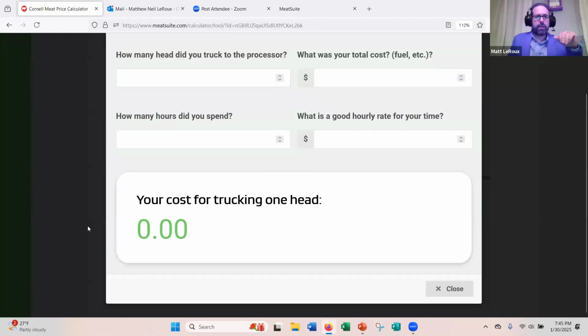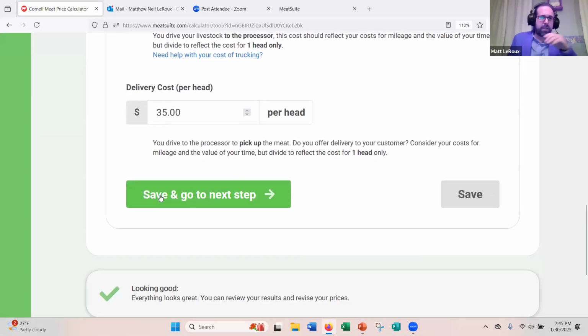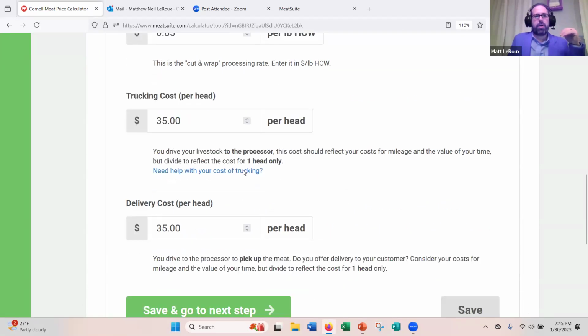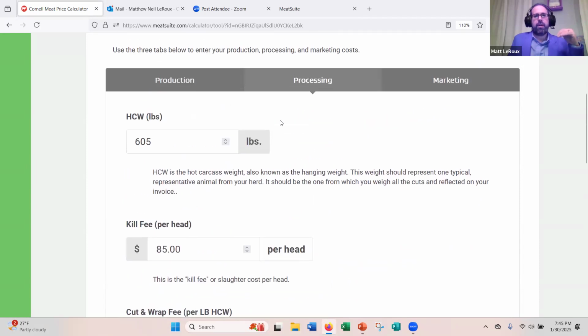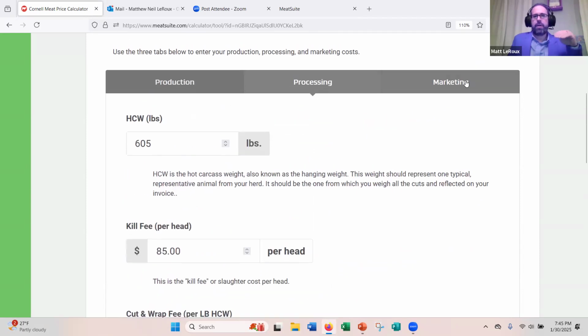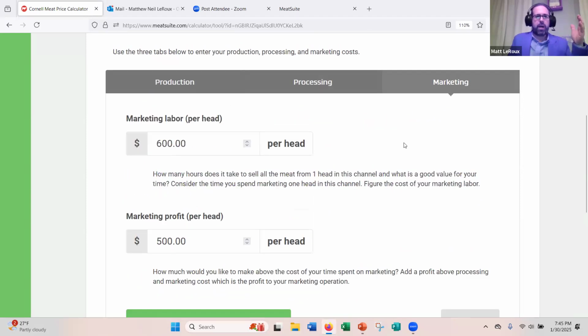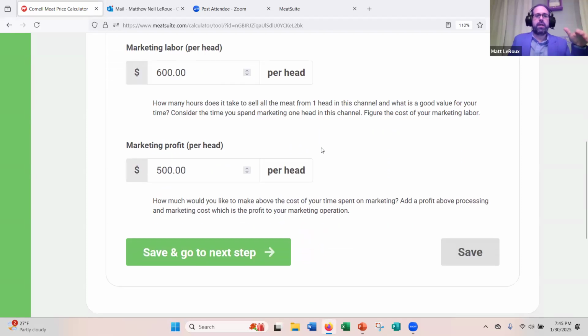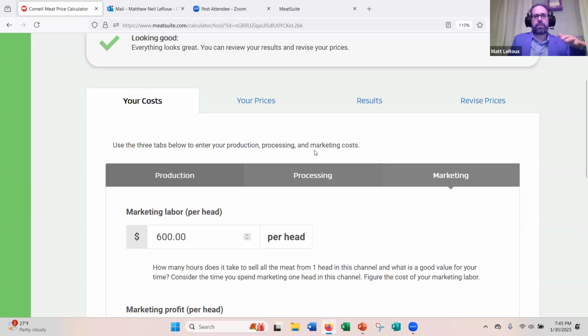Let me see if I can get rid of it now. There we go. All right, so you're going to enter these various costs and the carcass weight. That's on the processing tab. Then you can go over to the marketing tab. I already reviewed these two values for you. How many hours is it going to take you to get all this meat sold in this channel? And then how much above paying for your time would you like to make for this effort for going to these channels? And so that's my $500 per head. So we've got all our costs added in.